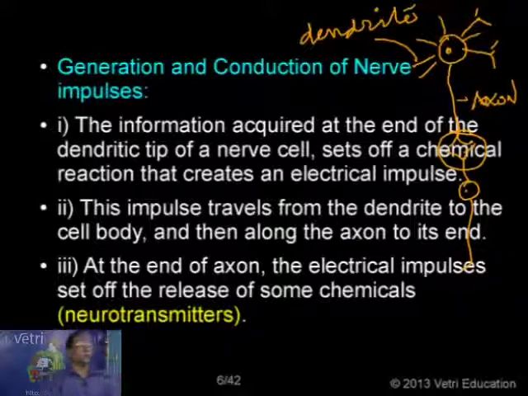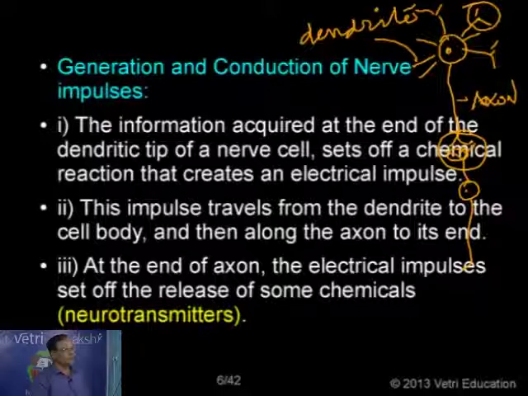To begin with, normally, the information from the external environment or the internal environment is received or acquired by the dendritic tip. This is what is called the dendritic tip. So it is normally received at the end of the dendritic tip of a nerve cell, or neuron. So we have received the information at this point.